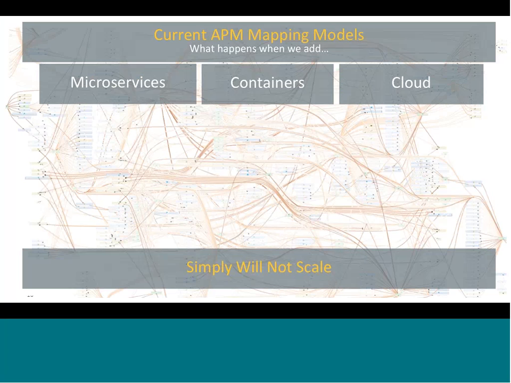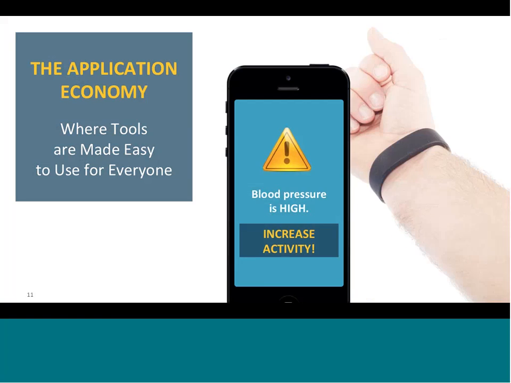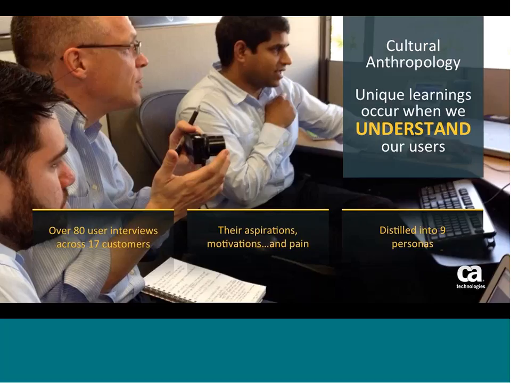So in APM 10, some of the ways that we started to do this is we went to our users and we did what amounts to ethnographic research of how they're doing their jobs.